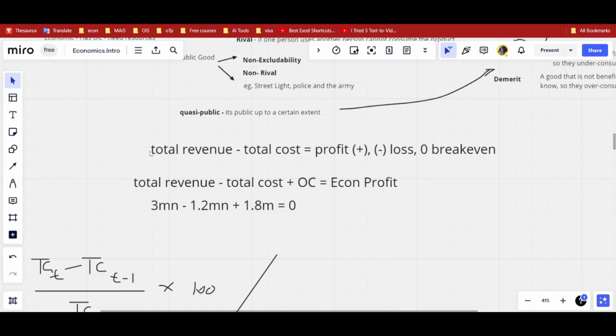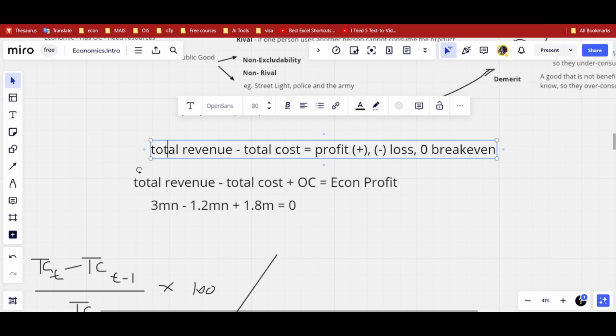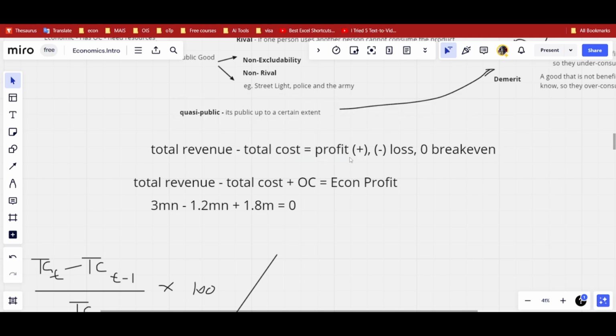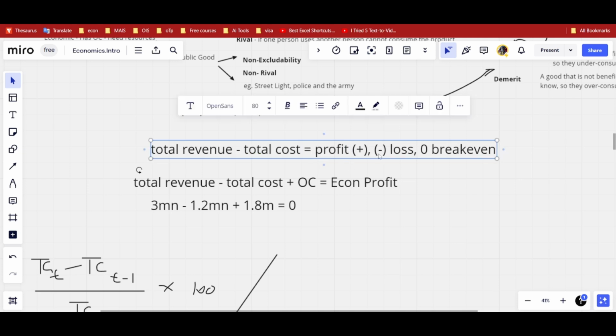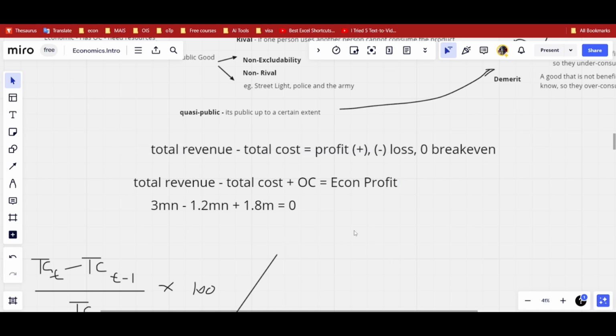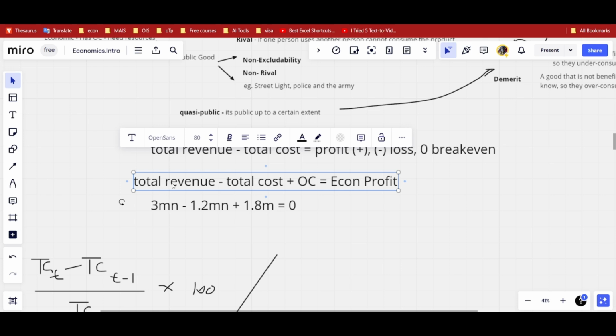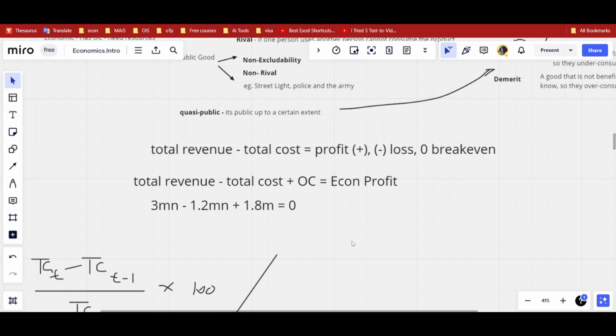So originally, total revenue is this, right? Profit is equal to total revenue minus total cost. Your profit can be either positive or negative, and zero means you break even. What we're saying is that for economic profit we need to consider the opportunity cost. So we have total revenue minus the total cost, plus the opportunity cost. This is going to give you the economic profit, right?